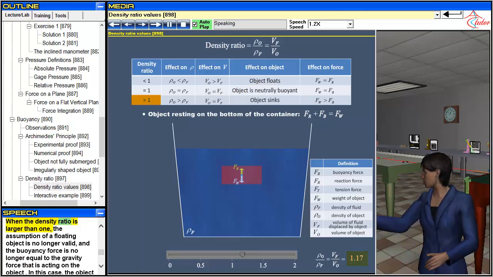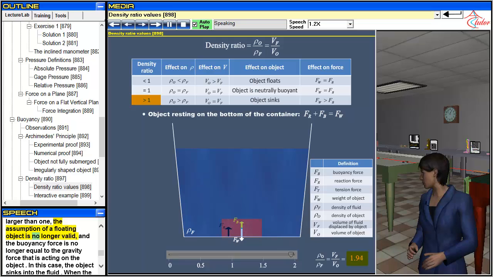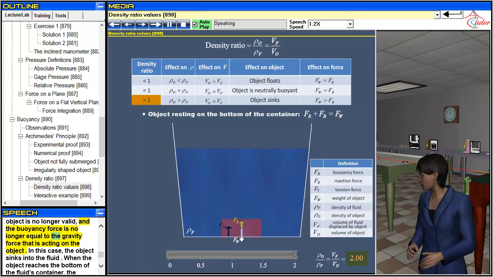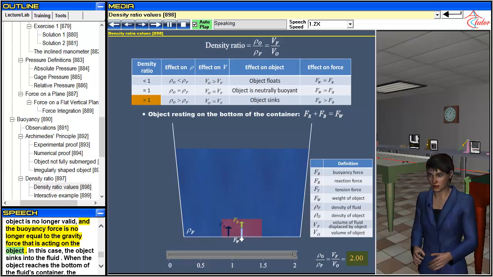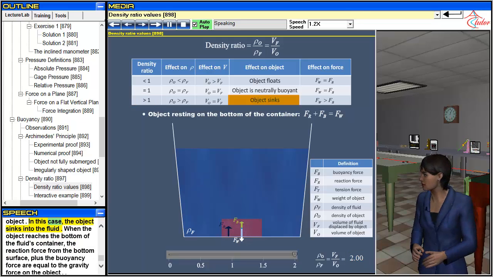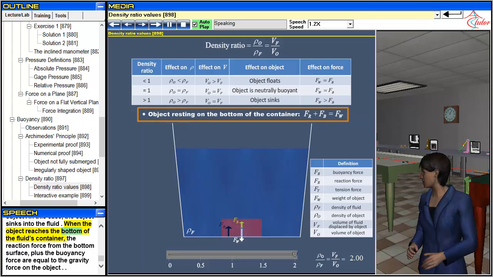When the density ratio is larger than 1, the assumption of a floating object is no longer valid, and the buoyancy force is no longer equal to the gravity force that is acting on the object. In this case, the object sinks into the fluid. When the object reaches the bottom of the fluid's container, the reaction force from the bottom surface plus the buoyancy force are equal to the gravity force on the object.